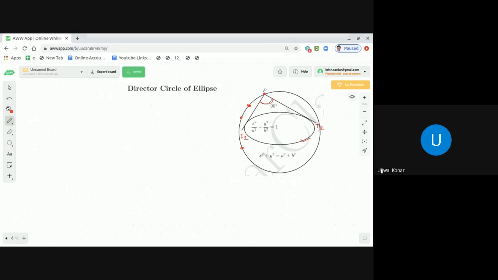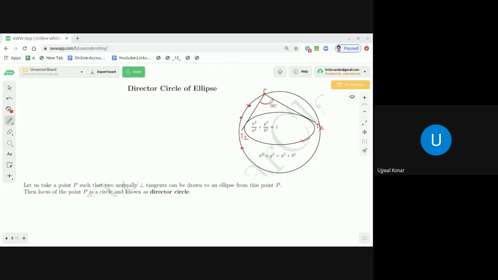And dear students, now I suggest you please concentrate on the entire picture. First let me explain what is meant by this director circle. Let me read it out. For the ellipse x square by a square plus y square by b square equal to 1, let us take a point P such that two mutually perpendicular tangents can be drawn to the ellipse from this point P. The locus of that point P is a circle, and that is known as the director circle.